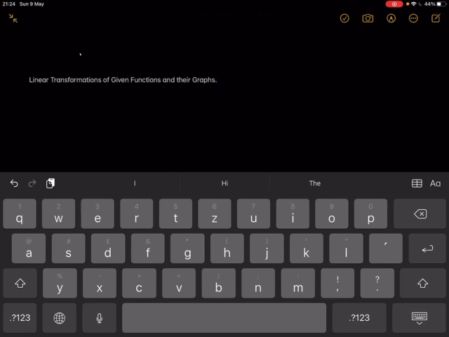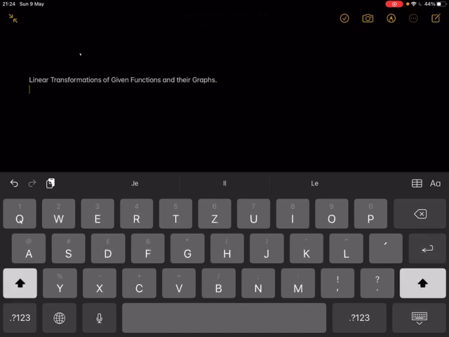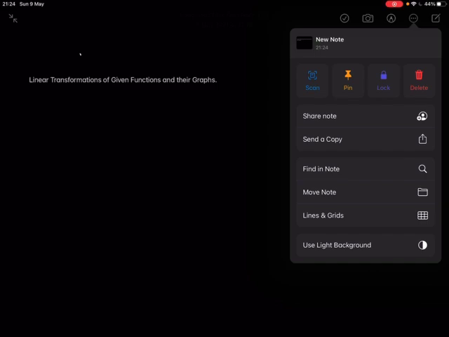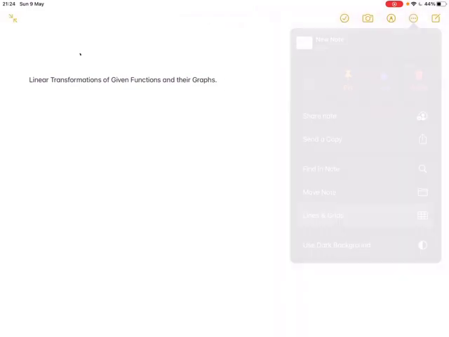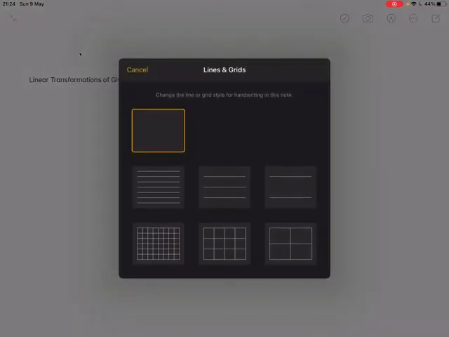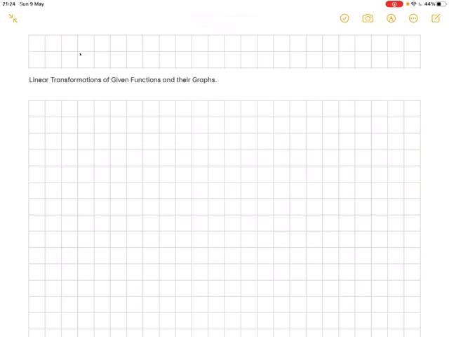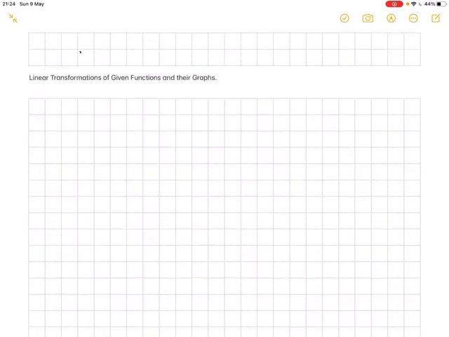So let's choose the graph paper. Let's use a light background as well, and let's choose graph paper so it looks like a maths book. It'll help us to draw the lines. So linear transformations of given functions on the graph.